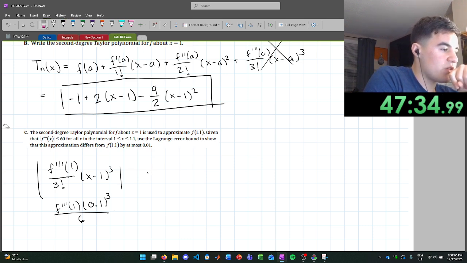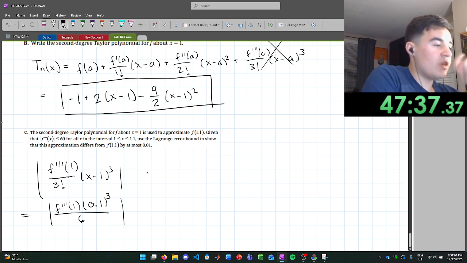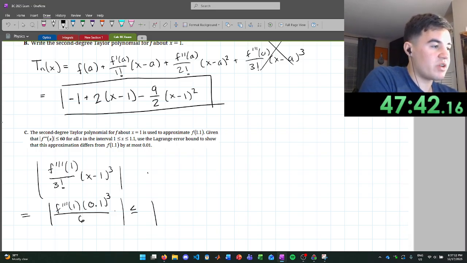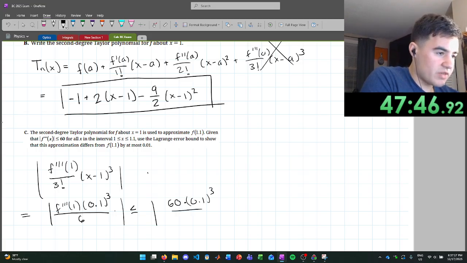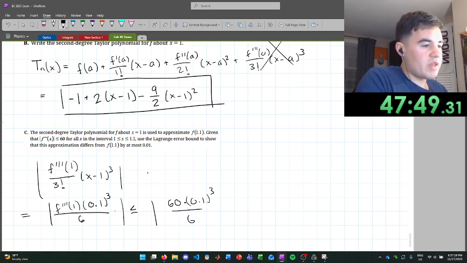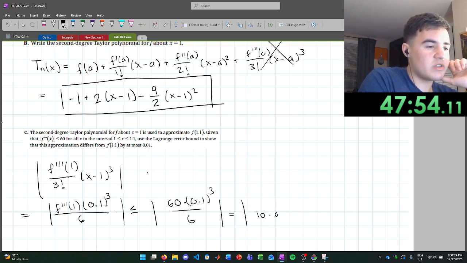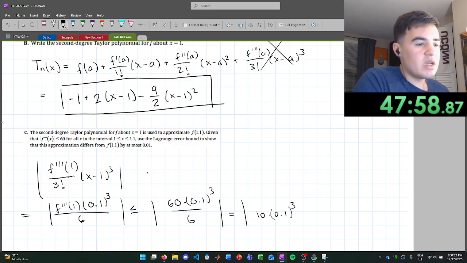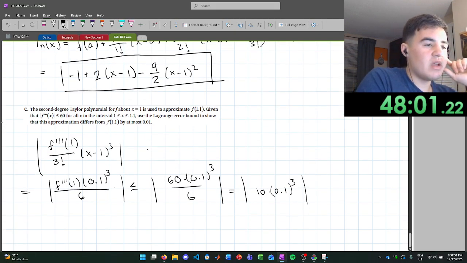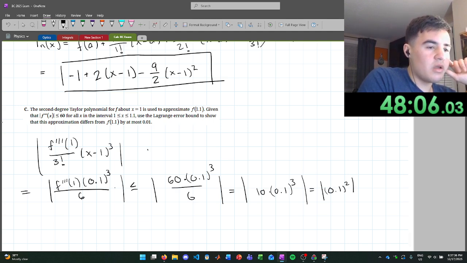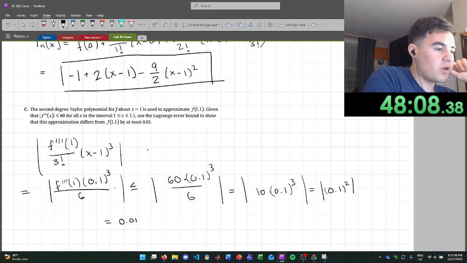So right now this is equal to this. We know that this is less than or equal to 60, so we also know that the real one is less than or equal to 60. So this statement is less than or equal to 60 times 0.1 cubed over 6, which is 60 over 6, which is 10. 10 times 0.1 cubed. The 10 is going to cancel out one of the 0.1s. This is going to be equal to 0.1 squared, which is 0.01.